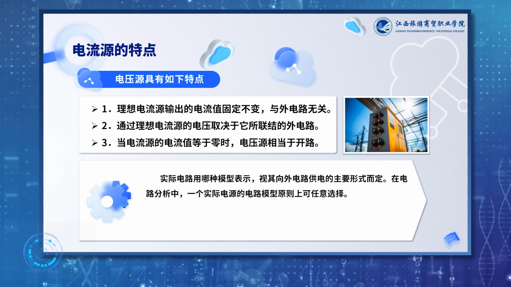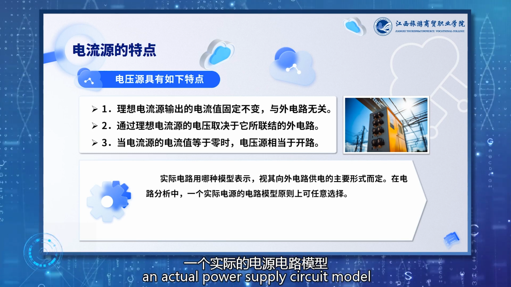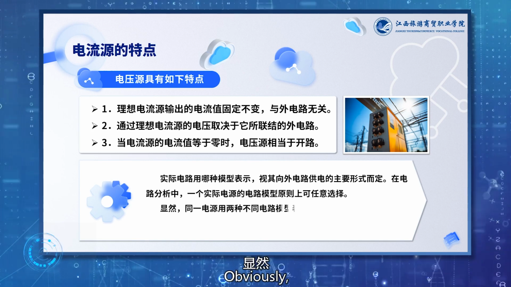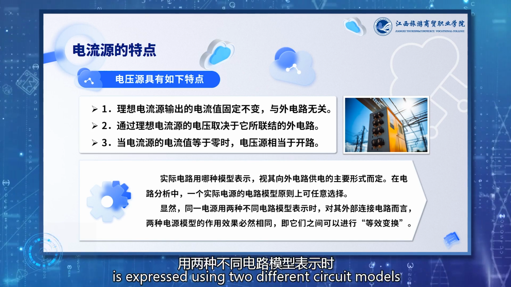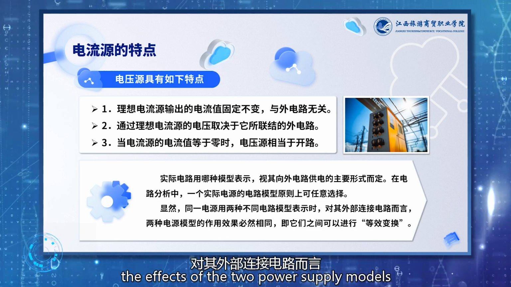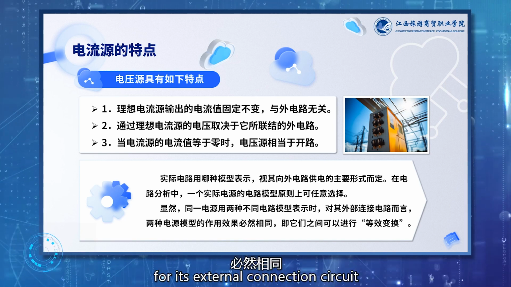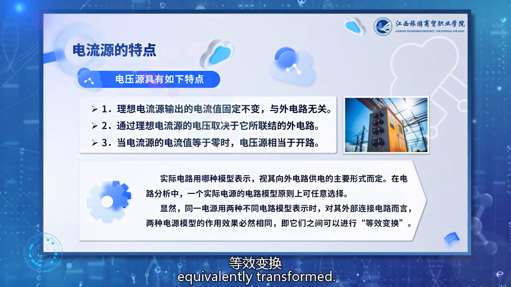The model used to represent the actual circuit depends on the external circuit and the main form of power supply. In circuit analysis, an actual power supply circuit model can in principle be arbitrarily selected. Obviously, when the same power supply is expressed using two different circuit models, the effects of the two power supply models are necessarily the same for its external connection circuit, that is, they can be equivalently transformed.